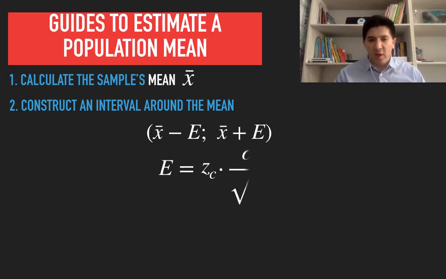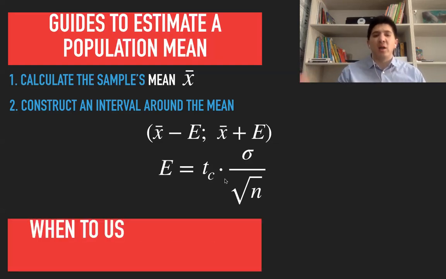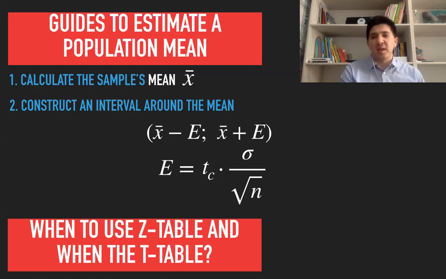The formula of the error margin contains a critical point, which is found differently depending on the situation. Sometimes we need to use a z-table, and sometimes we need to use the t-table to calculate this critical point. The only question is when to use the z-table and when to use the t-table.